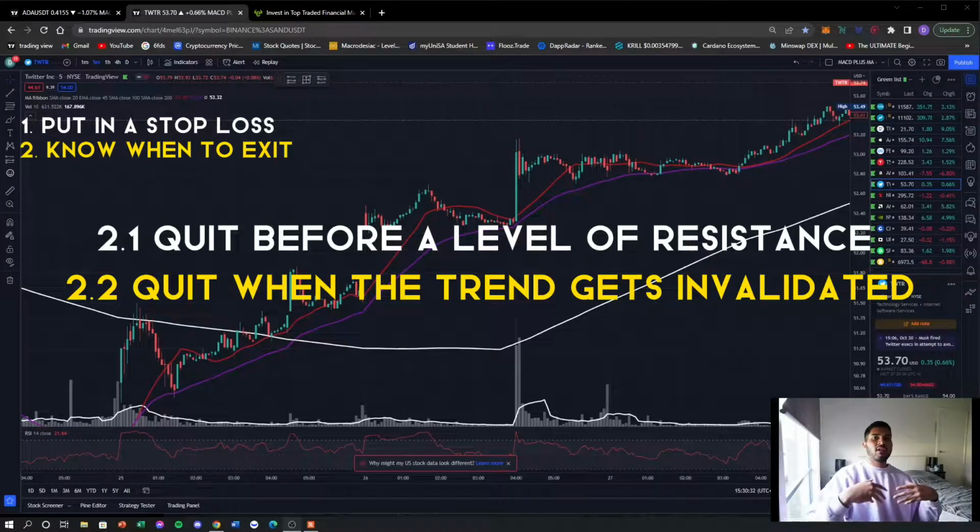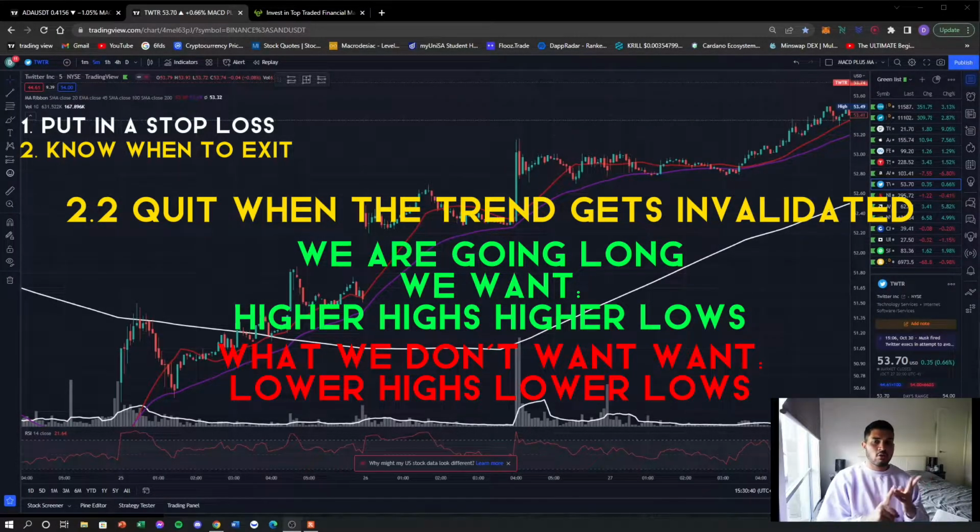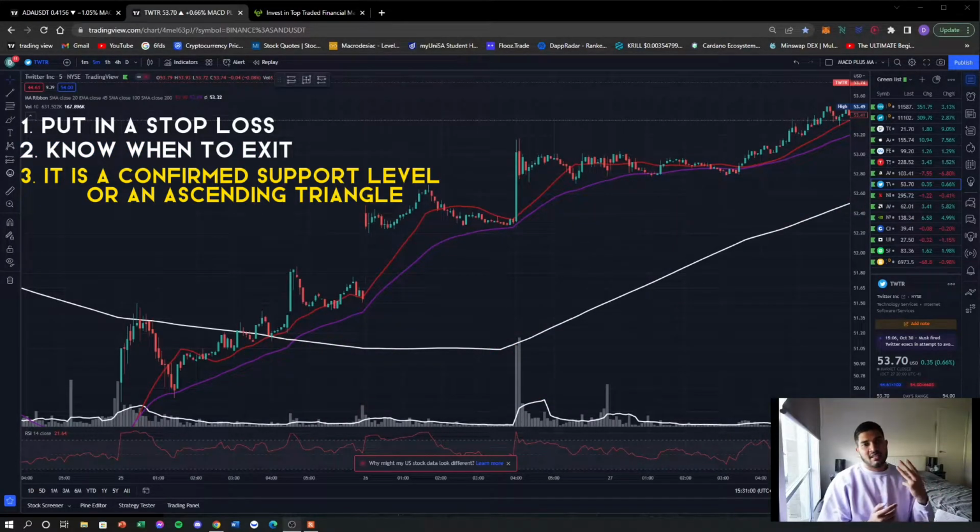So we are buying, that means we are going long. When we are buying, we want higher highs and higher lows. The second it makes a lower high or a lower low, we have to quit that trade because it doesn't make sense and that trend can get reversed. So the trend we want is an uptrend, which is higher highs and higher lows. And the second it reverses, making a lower high or lower low, which is a downtrend, we have to quit that trade. The third thing, we have to confirm that it is a support level.